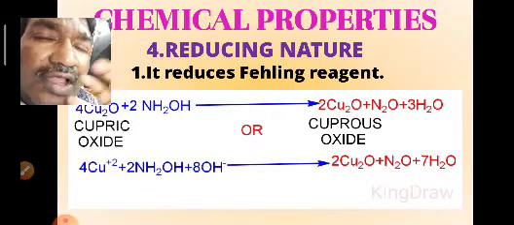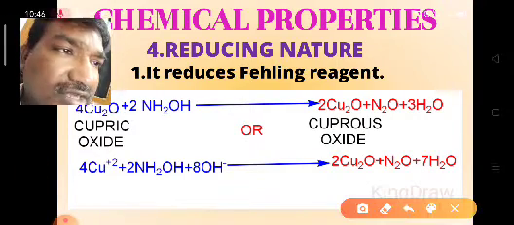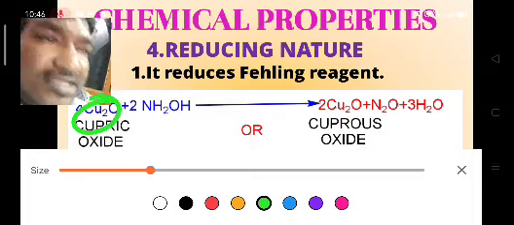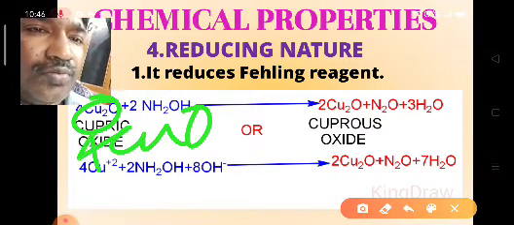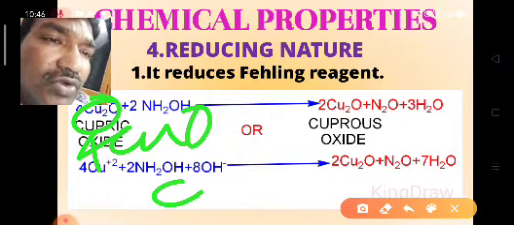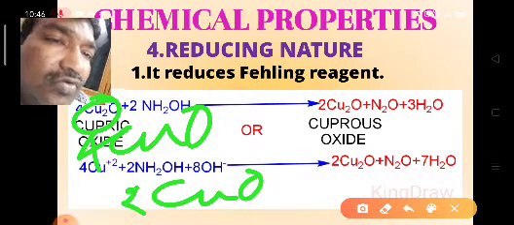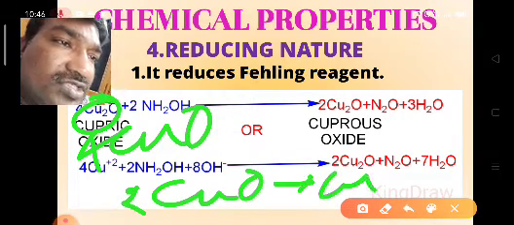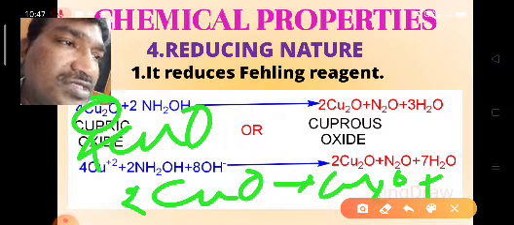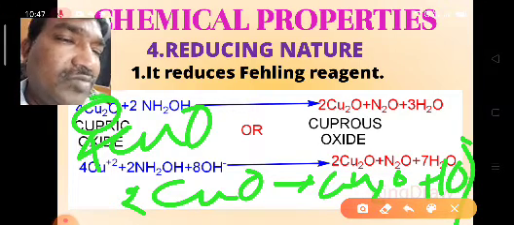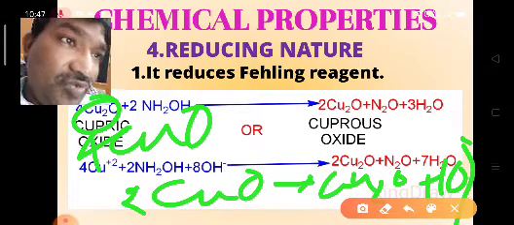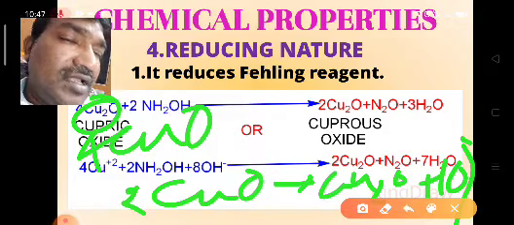Here the wrong formula is written for the cupric oxide. The cupric oxide formula is not Cu2O, it is CuO. So when 2 CuO converts into Cu2O, they give one oxygen atom. So by this equation, we can easily write the balanced equation. Okay?